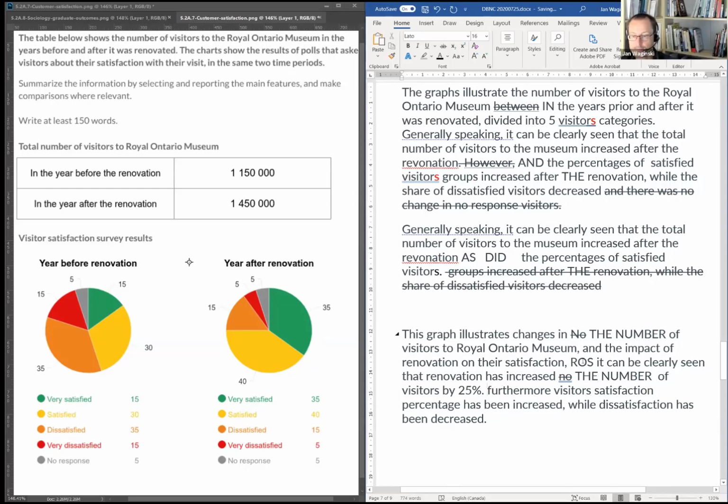Okay. Information is good. This is a run-on. This is a complete sentence. Illustrates changes in what? The number of visitors and the impact of the renovation on their satisfaction.